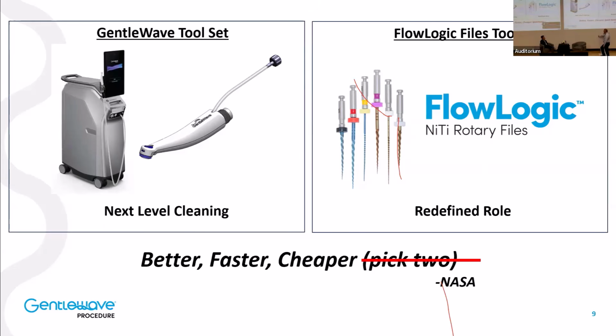And that's where we want to push to. So I think with that, I do want to not talk too much. John's got a lot of great stuff here. He's going to talk about how he's used GenoWave and how he's used FlowLogic files to achieve MIE.